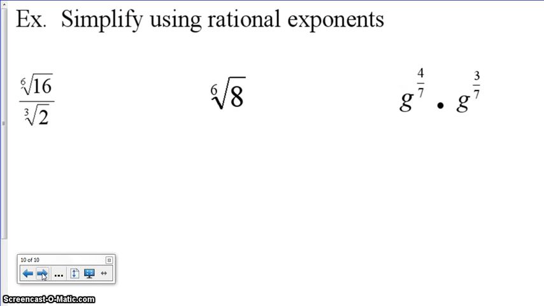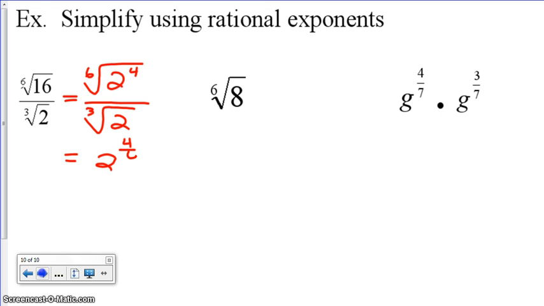Moving on, simplify using rational exponents. In order to do this, remember we have to get our radical out of the denominator. A couple ways we can do this. So I can rewrite my numerator with a base of 2. My denominator also has a base of 2 underneath my radical. So now I have 2 to the 4/6 power over 2 to the 1/3 power.